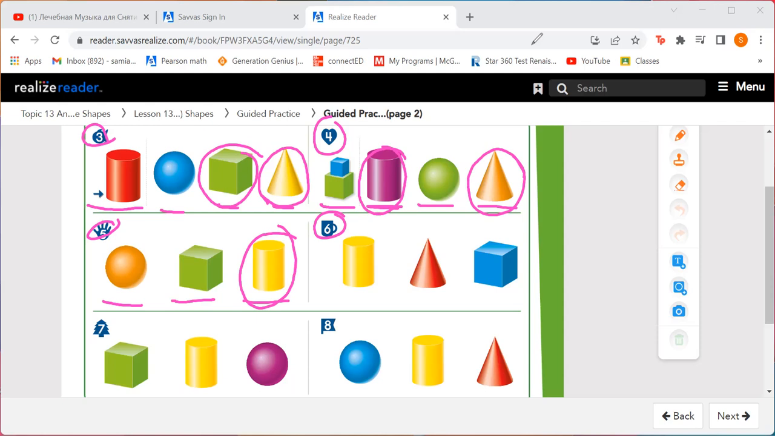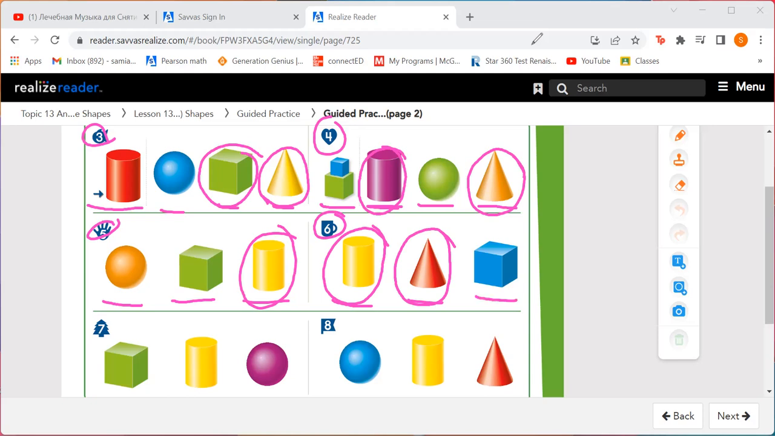Slide and roll. Can we slide a cylinder? Yes, we can. It has flat sides. Can we roll it? Yes, we can. So we're going to circle that. Can we slide and roll a cone? We can. We can slide it on the flat surface and we can roll it on that curved side.